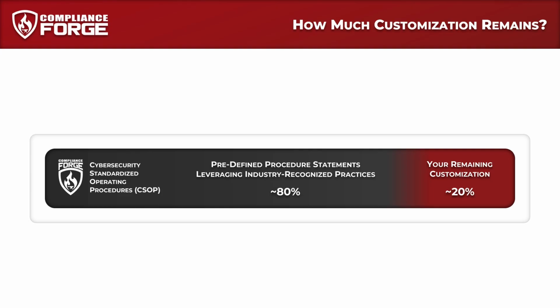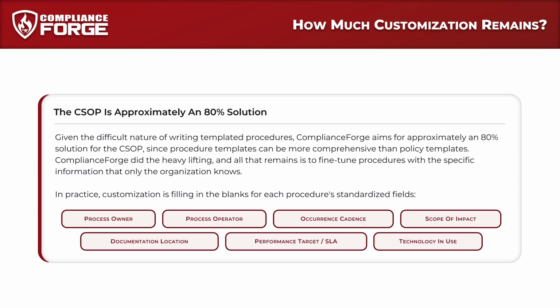Here is the customization process at a glance. ComplianceForge aims for approximately an 80% solution for the CSOP, since procedure templates can be more comprehensive than policy templates. ComplianceForge did the heavy lifting, and all that remains is to fine-tune procedures with the specific information that only your organization knows. In practice, customization is filling in the blanks for each procedure's standardized fields, the process owner, for example, your CISO or cybersecurity director.